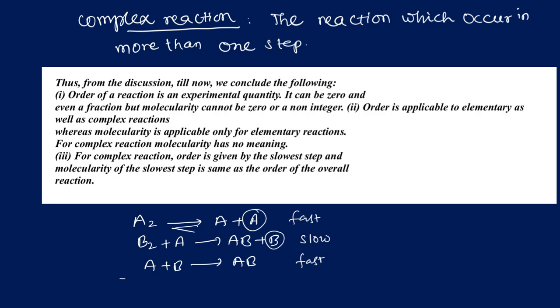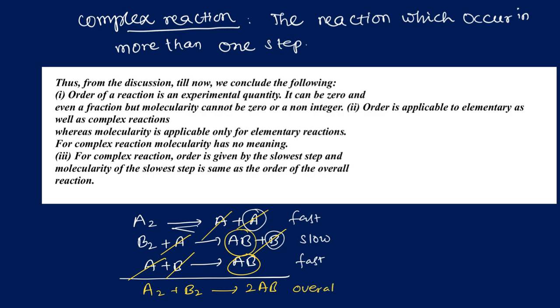Now, in this overall reaction, this A cancels, next this A cancels, this B cancels. Then what is left here? A2 plus B2 gives rise to 2AB. This is 1AB, this is 1AB, 2AB. This is called the overall reaction. In this overall reaction, which is a slow step? This is a slow step. This is called the rate determining step.